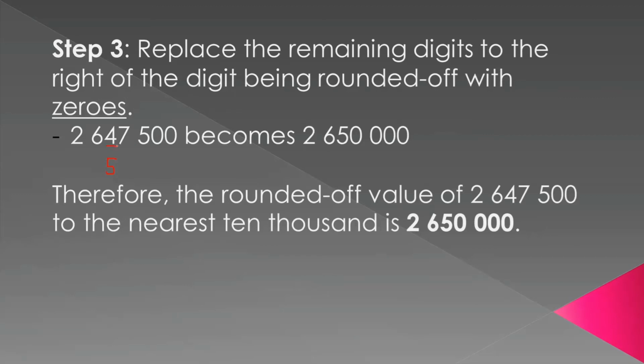So, this is the remaining digit on the right, the 7, then 500. And then, we are going to replace it by zeros. So, gagawin lang natin siyang 0. And then, after that, if there's a digit on its left, we are going to copy it. Just copy the digit on its left.